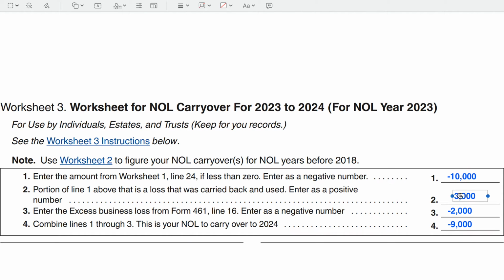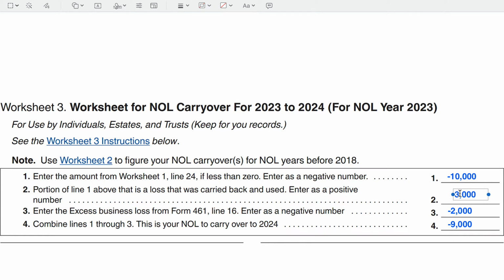Now, there may be a portion of that number that you decide to carry back and use. So we can't include that as a carryover if we've carried it back. So in this case, I just put in $3,000. Our hero John Doe used $3,000 and carried it back to a prior year return.